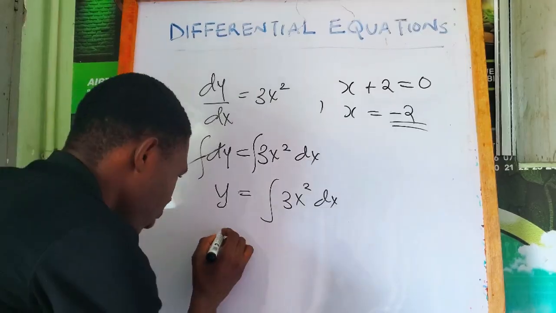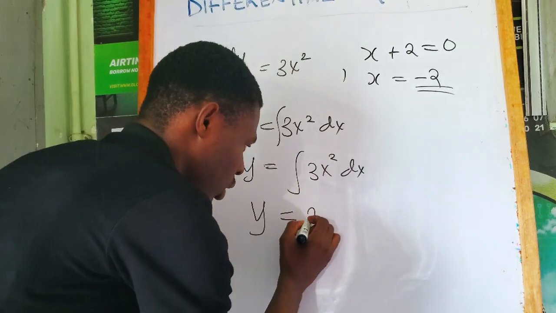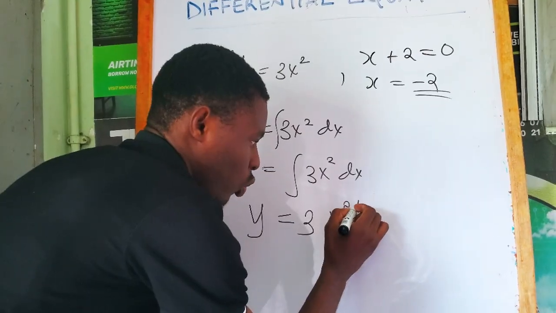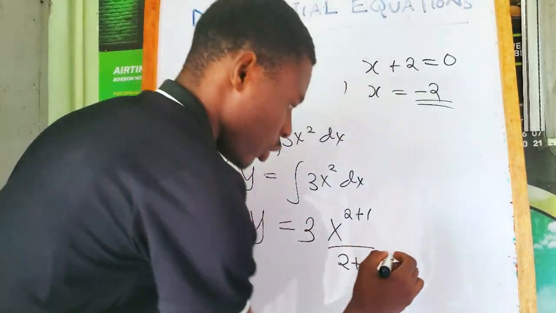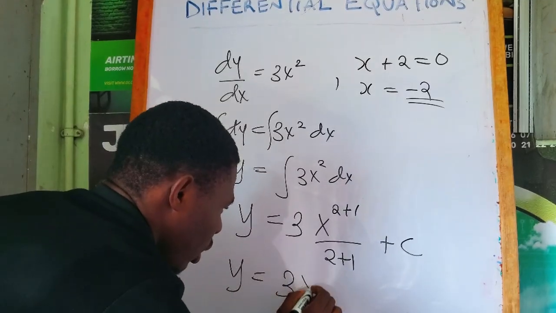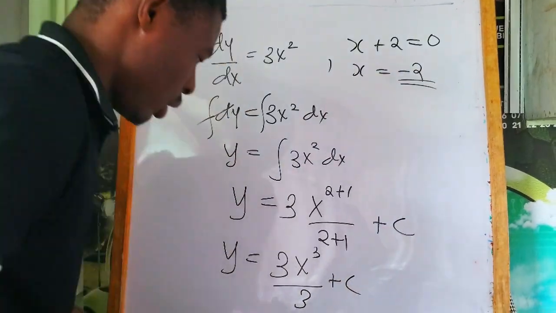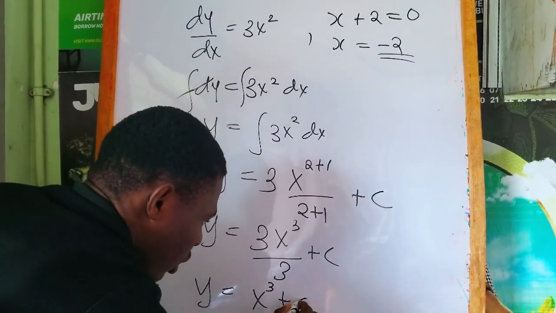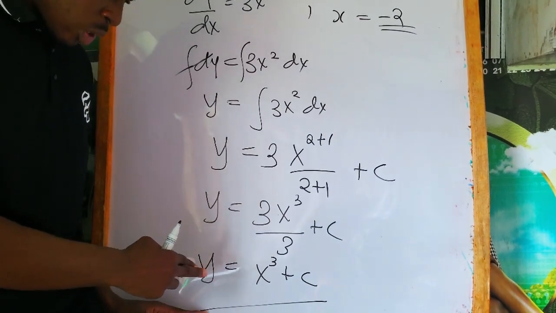Let us integrate this. So y = 3 can be brought outside of the integral sign, so this is 3. The integral of x squared is x to the 2 plus 1 divided by 2 plus 1, and don't forget your constant of integration, plus c. So y = 3x to the 2 plus 1, which is 3, divided by 3, plus c. This means that y = x cubed + c. This is the solution of a differential equation.